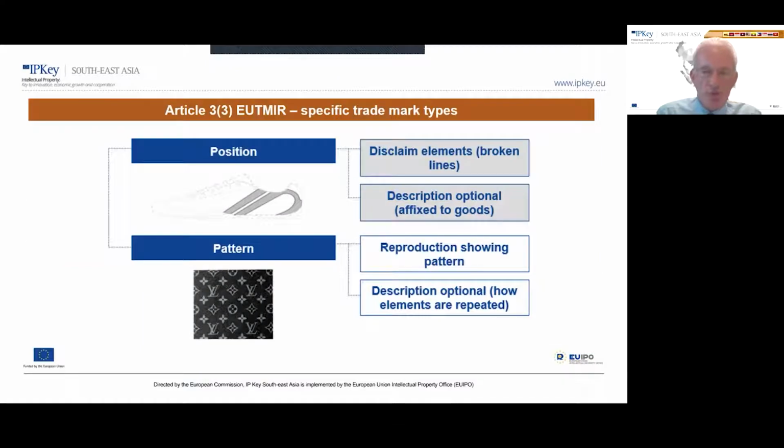As regards position marks, the law expressly requires the elements that don't form part of the sign to be visually disclaimed, for example, by broken or dotted lines, while with regard to pattern marks, the representation must clearly show the pattern of repetition. In both of these cases, the representation can be accompanied by a description, but again, in both cases, it is optional.